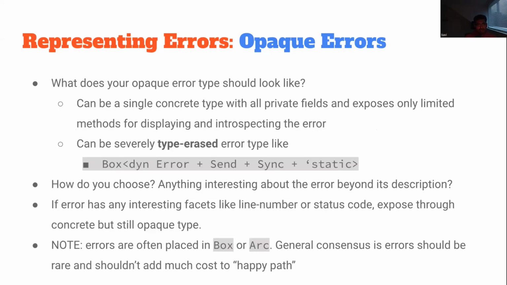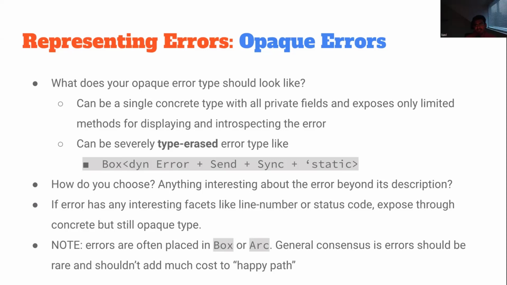So that's opaque error. So how does it look like? It's more of a theory, right? It's what we talked about. Okay, you expose it as a single error type, but how does it look like exactly? It can be a single concrete type with all private fields, exposing only some methods for displaying or to know some cause of it, to introspect the error. Or it can be a completely type erased error.